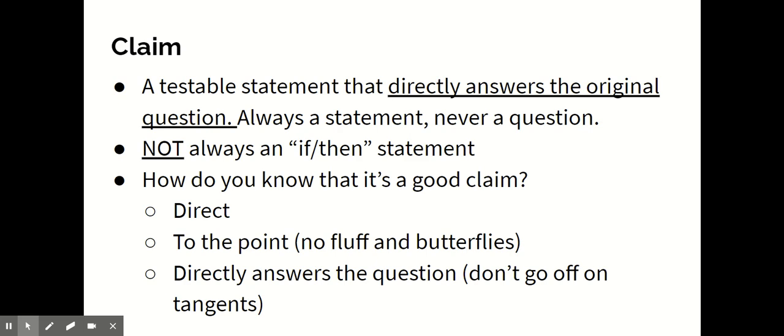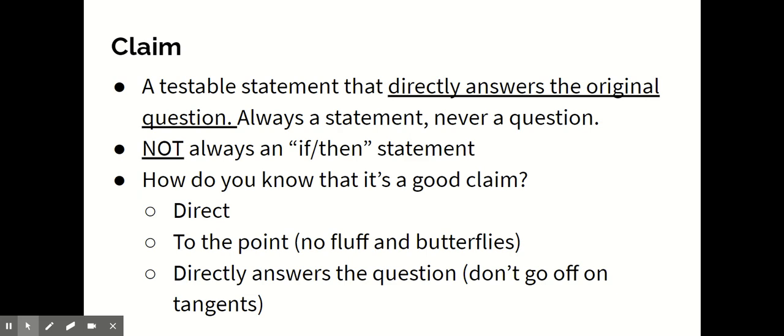Now, a lot of people will say your claim is like your hypothesis, and it kind of is, but in the end, your hypothesis is your prediction before the experiment. But your claim is saying, this is what I found to be true. So I think that's where there's a big misconception. Your claim is not always going to be an if-then statement. Sometimes it can be, because you've proven your hypothesis to be correct, but your claim is a statement of something that you have proven through your experimentation.